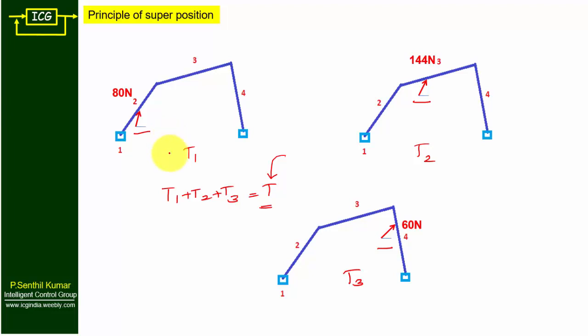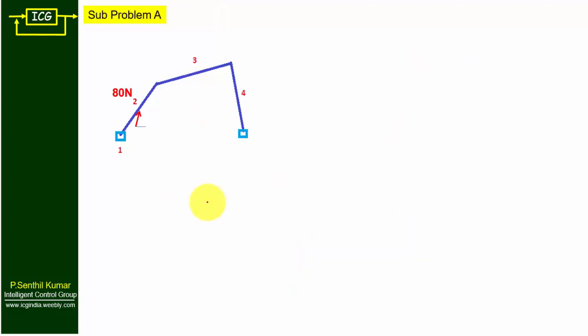Now we will move on to step number 5. We will classify that into 3 problems: sub problem A, sub problem B, sub problem C. We will try to solve the torque on crank for each force, then finally we will add all these 3 torques. This is step number 5. It's a kind of static force analysis.